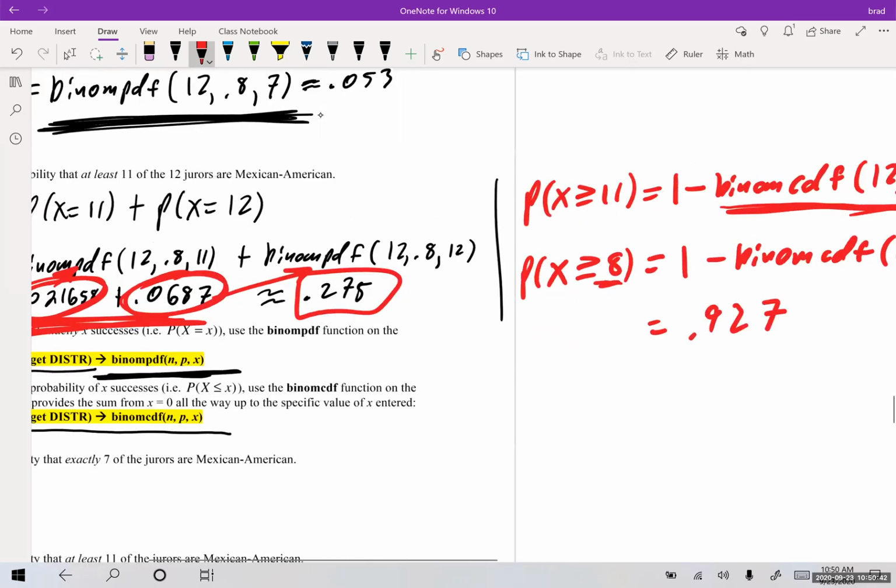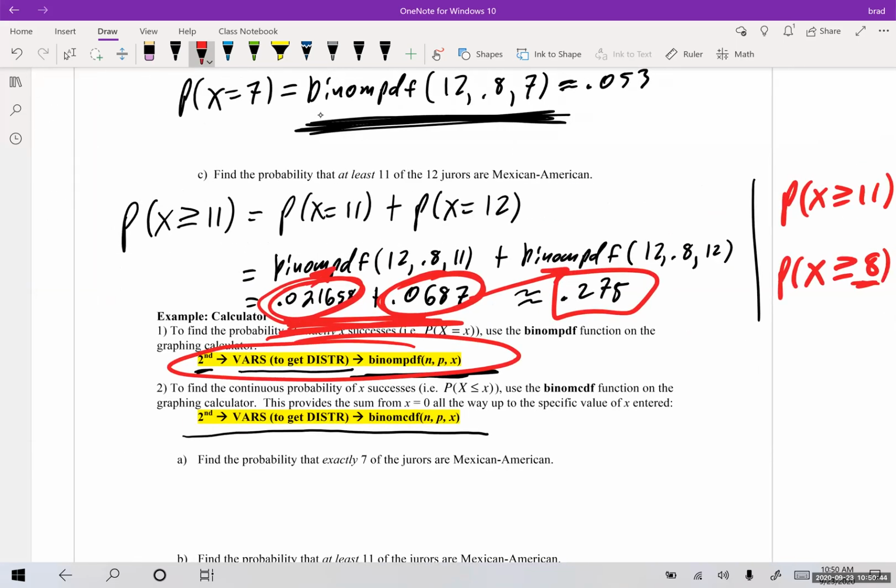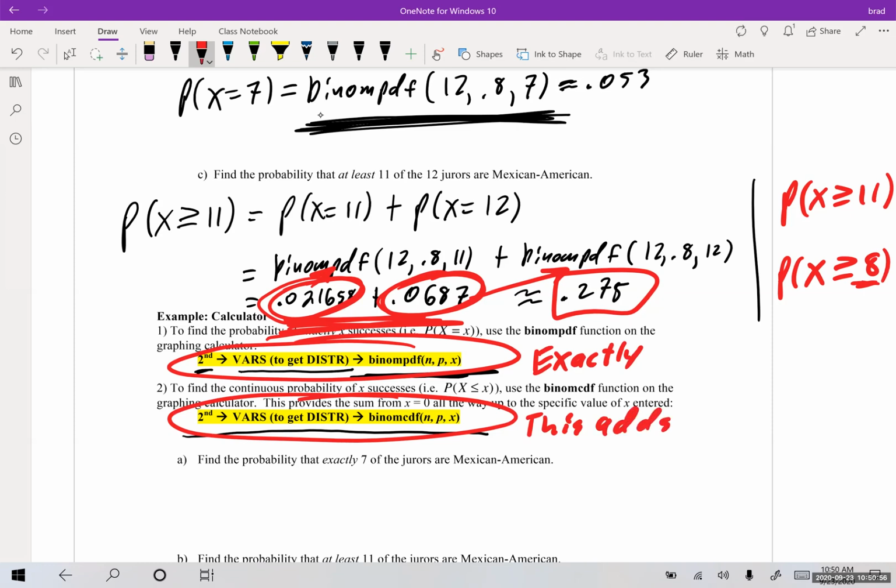Okay, so these you should write down on a little cheat sheet to help you with calculators, because this will be very important for binomial PDF or CDF. Remember, this is for exactly, and this adds up, I guess, previous probabilities.